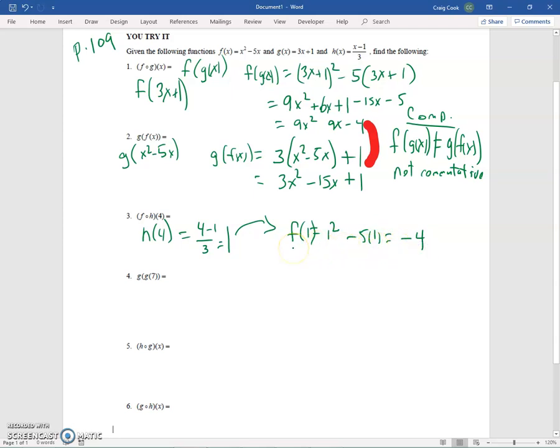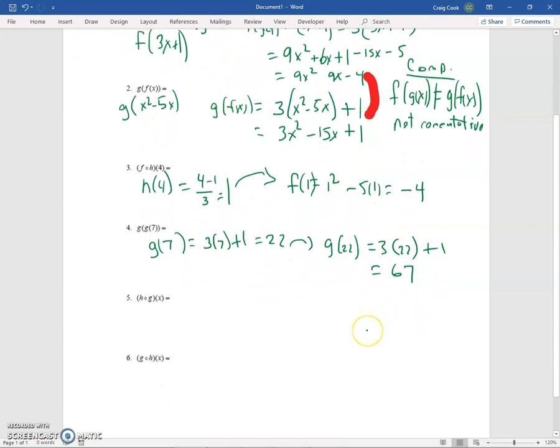Another way to look at a composition is you're taking the output from one function, the inside function, and putting it into the second function. Can I do g of 7? Well, absolutely. I can take g of 7, and this is equal to 3 times 7 plus 1, which is 22. And then I take that and put it in again and do g of 22, and I get 3 times 22 plus 1, which is 67.